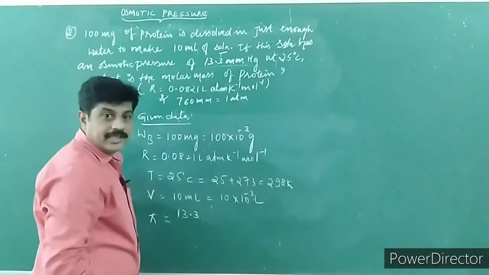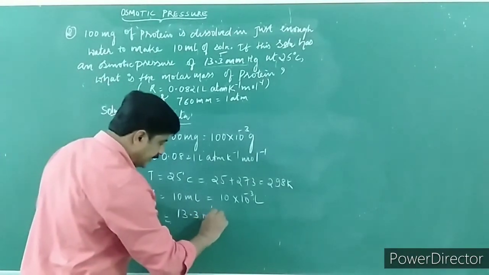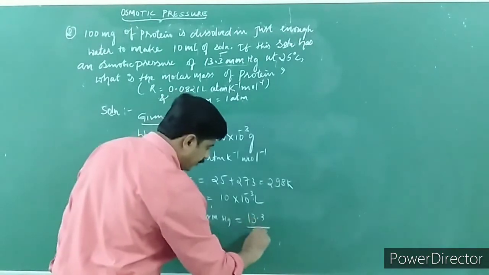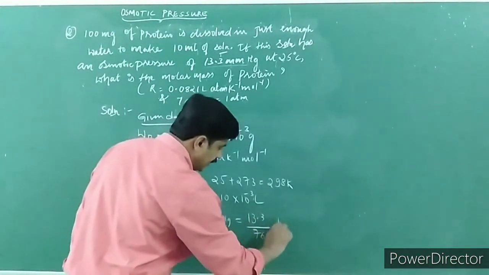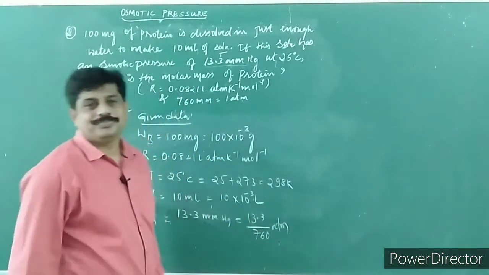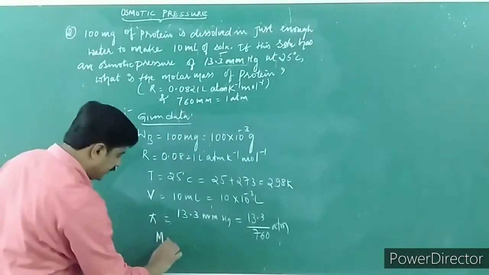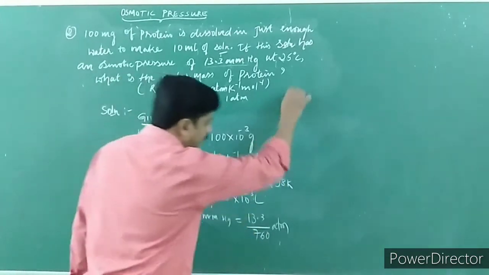13.3 mm mercury, is it not? Now you need to convert that into atmospheric pressure. 13.3 upon 760 gives the atmospheric pressure. What are they asking? They are asking to find out the molar mass, MB. That you need to find out.